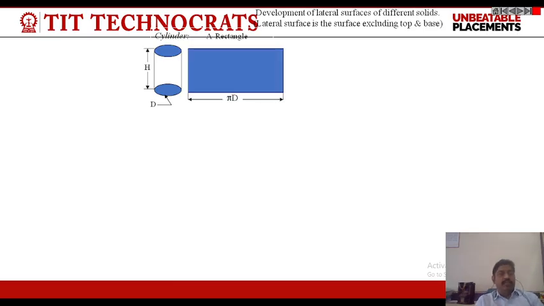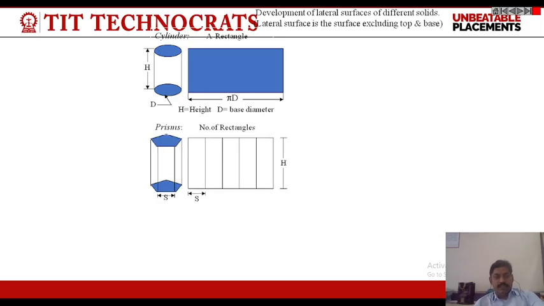Now the next one is development of the surfaces. Development of the surface. Lateral surface of different solids. This is the cylinder with the height h and diameter d. We can open it with the help of 2 pi r. This is the prism. This is the pentagonal prism.